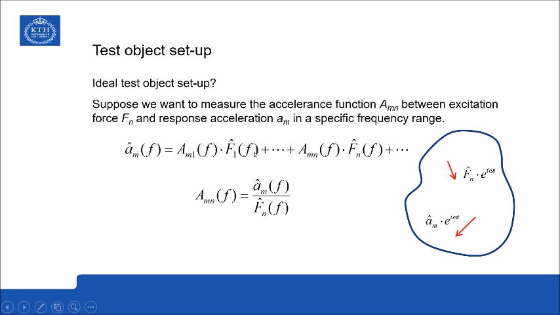And if we look at this formula here, we see that life would be much simpler if we only had one single contribution from the force Fn. If this is the case, we can simply measure the acceleration Am and the force Fn and take the ratio between these two for a particular frequency and get the result we want. So how can we achieve this situation so that we only have one single contribution? That is the question.